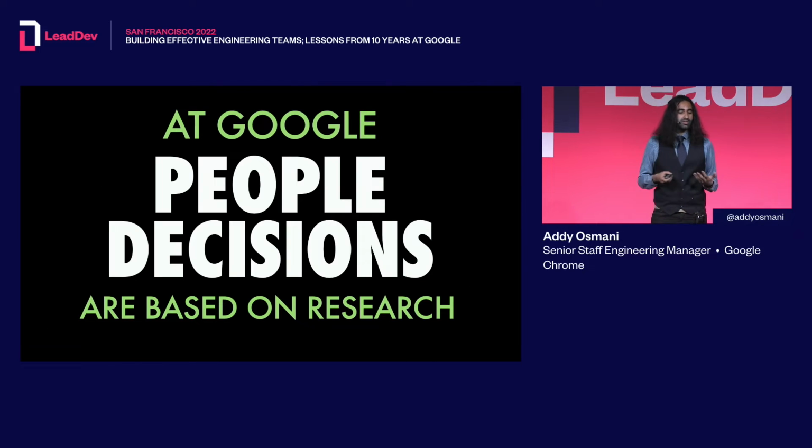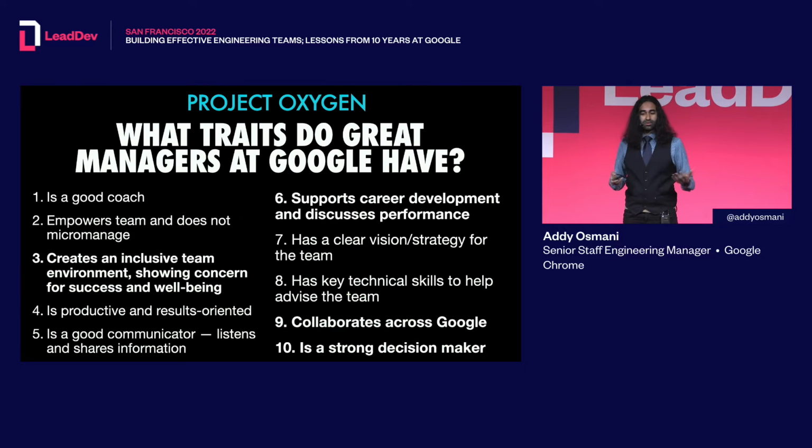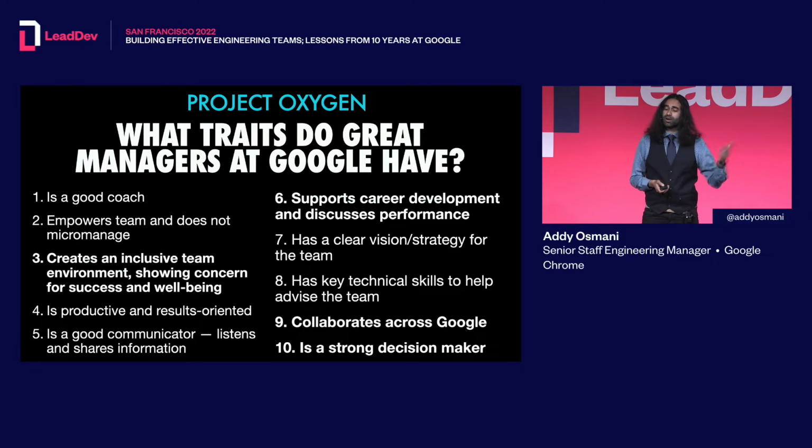At Google, people decisions tend to be based on research and data. Now, many years ago, as Google was growing, what we wanted to find out was, what are the traits of really good managers? People wanted to be able to understand what made for effective collaborations across the company, and managers were one of the first places we thought were important to start. You may have heard of Project Oxygen. So Project Oxygen discovered 10 traits of Google's best managers. Things like being a good coach, having a clear vision and a strategy, being productive and results-oriented.